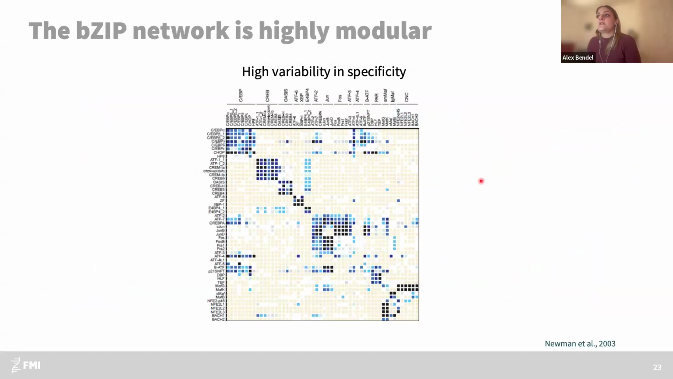The bZIP network is very modular, which means that we observe a high variability in specificity, where subfamilies of bZIPs interact strongly together. And in between these subfamilies, as indicated by this yellowish color here, we see low levels of interaction, or crosstalk.